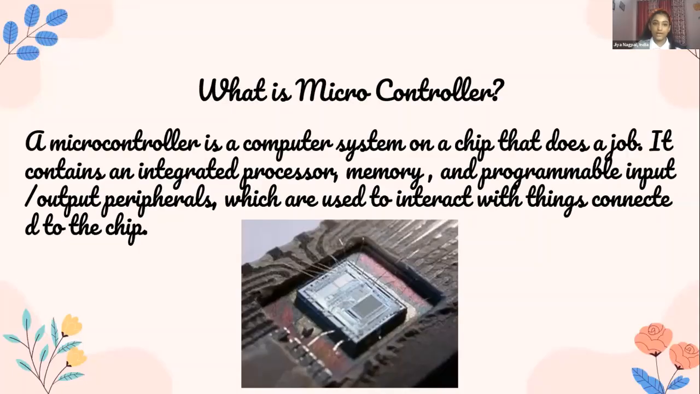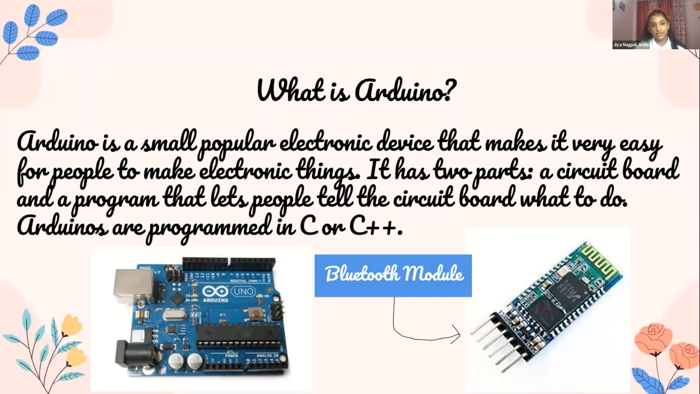What is a microcontroller? A microcontroller is a computer system on a chip that does a job. It contains an integrated processor, memory, and programmable input-output peripherals which are used to interact with things connected to the chip. What is Arduino? Arduino is a small popular electronic device that makes it very easy for people to make electronic things. It has two parts, a circuit board and a program that lets people tell the circuit board what to do. Arduinos are programmed in C or C++.